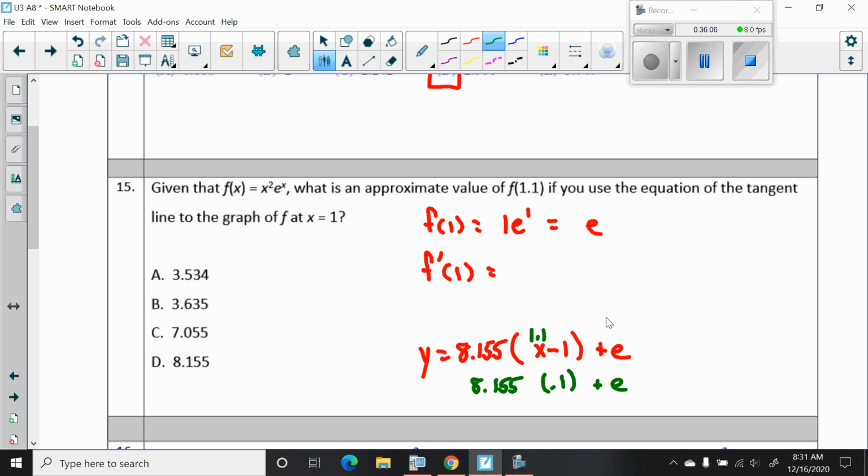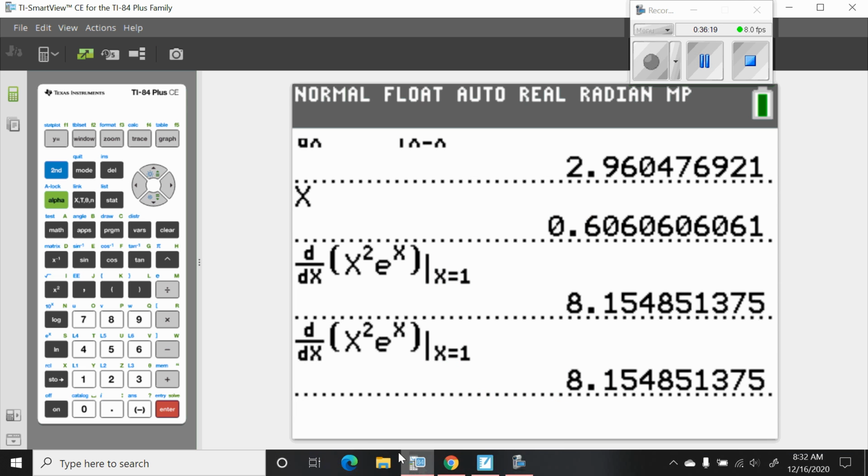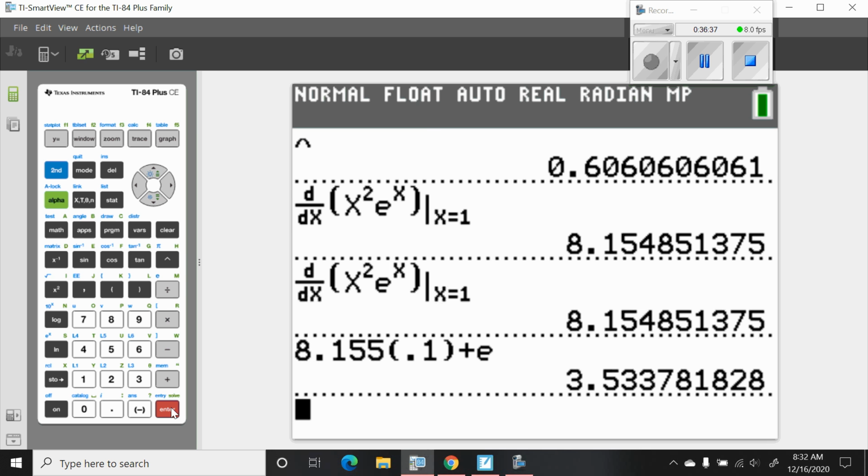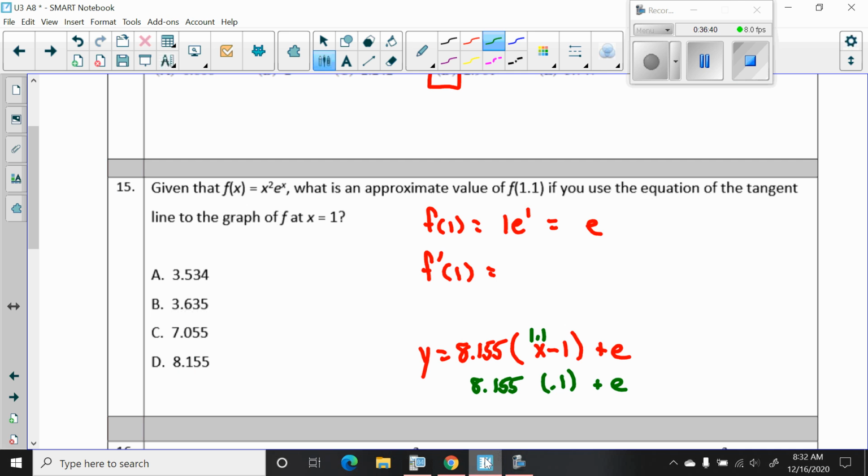All right, so in my head I think it's just 0.81555 plus e. So really it's just at e. I don't know what those other things are. All right, back to the calculator. 8.155 times 0.1 plus e, and I'm going to use this one so I don't have to bother putting in an exponent. 3.534. There we go, letter A.